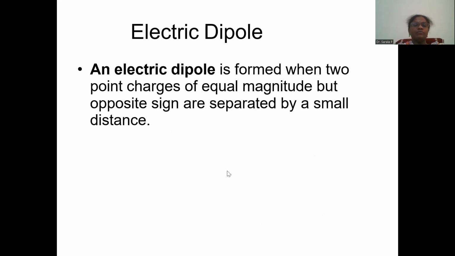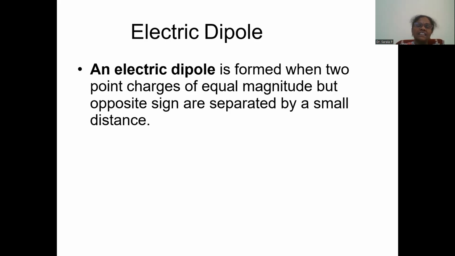Now next we go with another topic which is called the electric dipole. So what do you mean by a dipole? Dipole is nothing but two quantities of the same magnitude but opposite in direction, separated by a distance. Dipole means two poles, and monopole is a single pole. Dipole is two poles. Here we are representing it with respect to the electric dipole.